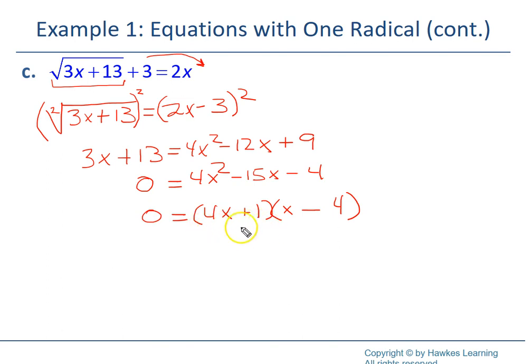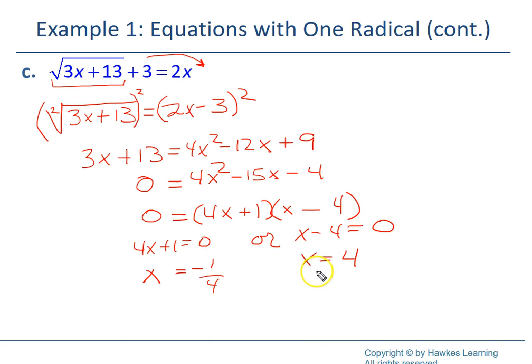Now I equate each of these factors to 0. So 4x plus 1 equals 0, or x minus 4 equals 0. This ends up being a negative 1/4. And here this is an x equals 4. All right, we're going to do the check to see if these, in fact, are the proper answers.